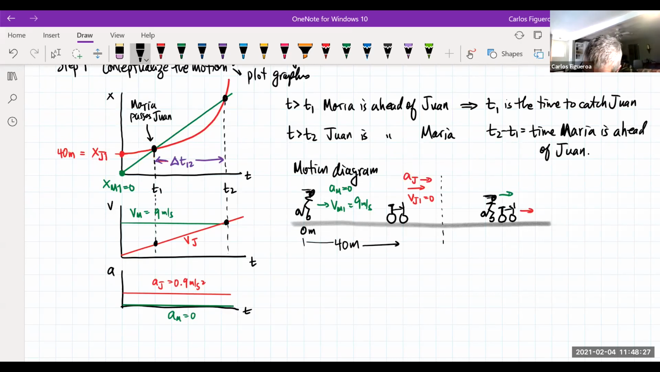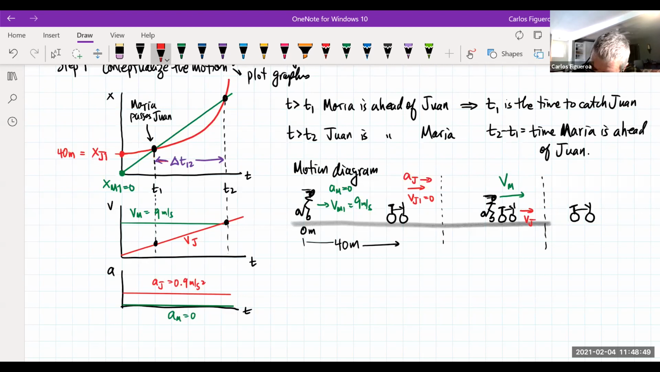And so in this scenario here, what you're seeing is that the picture gets quite complicated. How do you draw this thing? But at some point, why does Maria pass Juan? Because she has a bigger velocity. Juan's velocity at this point is smaller.